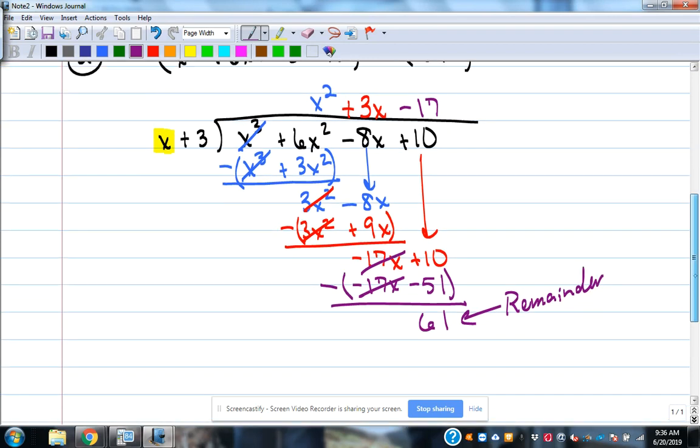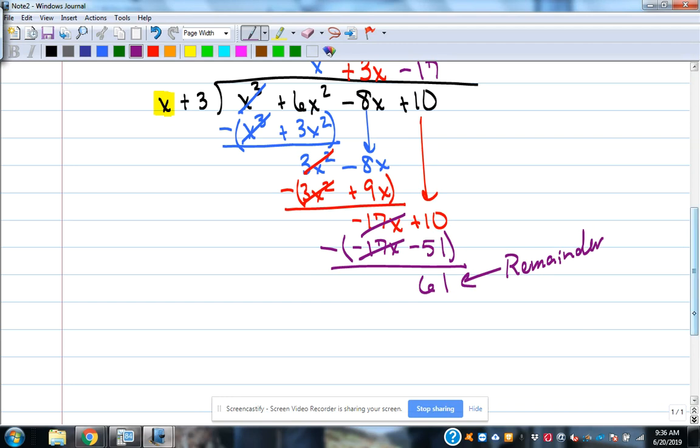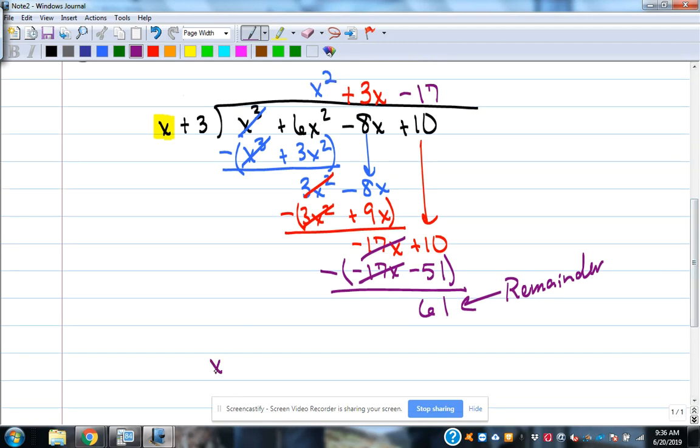The way we're going to write our answer is we take this stuff up top, x squared plus 3x minus 17. That's this stuff up here. And then we're going to put a plus sign, the remainder, 61, over the divisor, x plus 3.